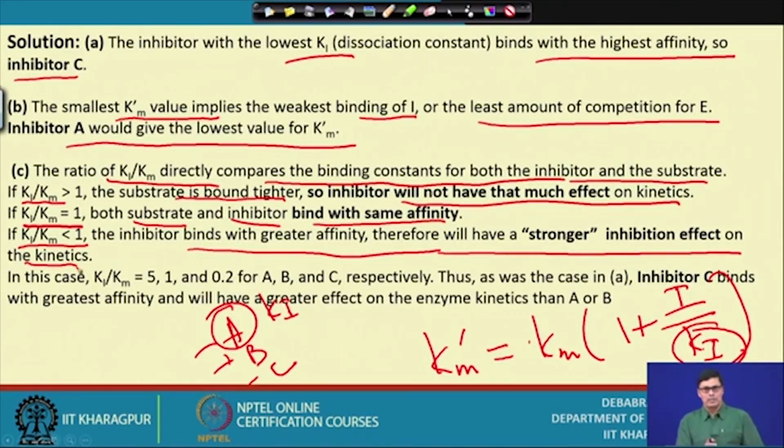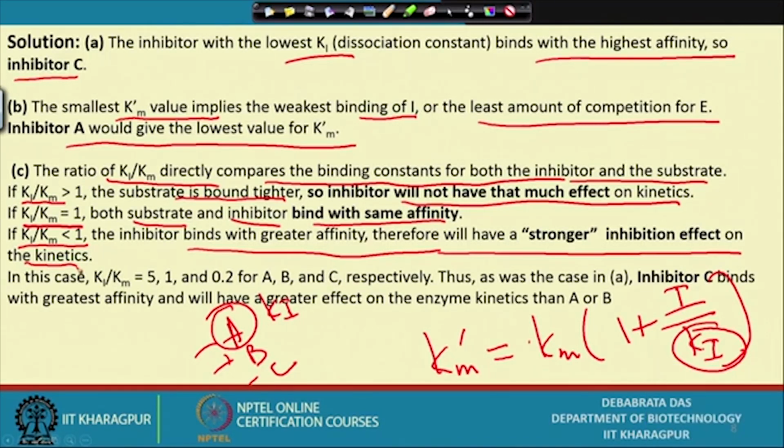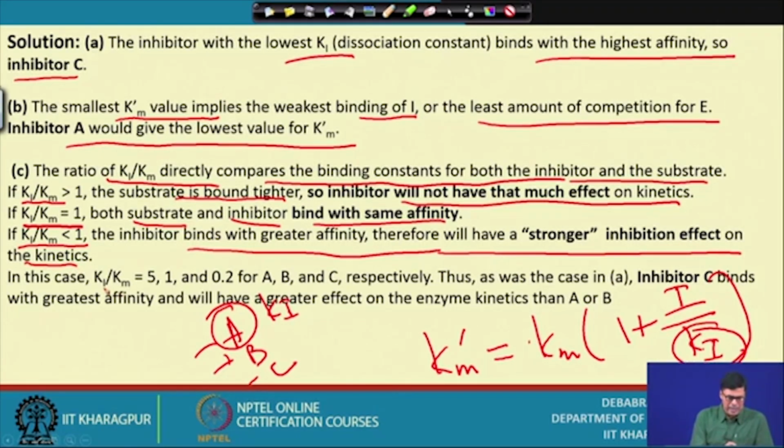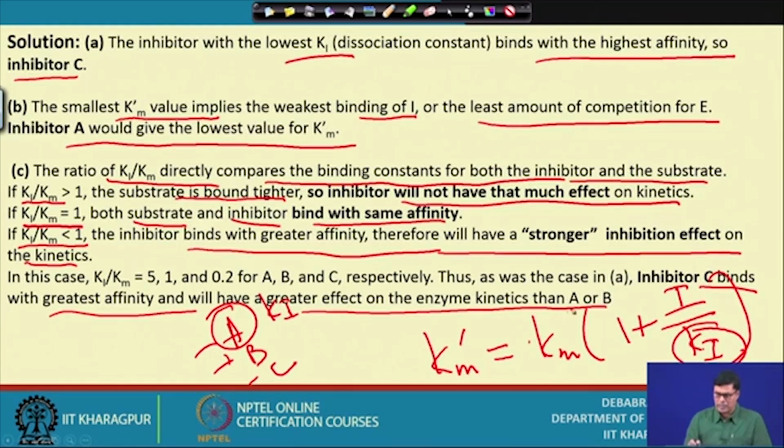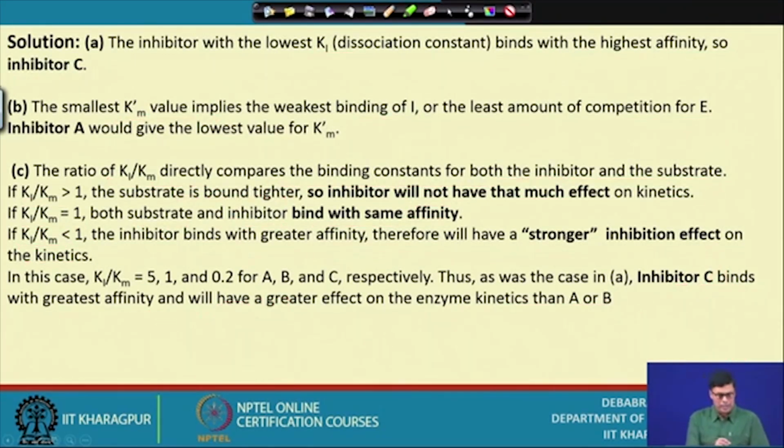So this is very clear, because we now have a clear-cut idea of how Ki and Km contribute to the inhibition of the enzymatic reactions. In this case, Ki by Km is 5, 1 and 0.2 for A, B and C respectively. Thus, inhibitor C binds with greater affinity and will have the greater effect on the enzymatic kinetics than A and B. So this is clear from this: inhibitor C had the greater affinity, and will have the greater effect on the enzymatic kinetics.